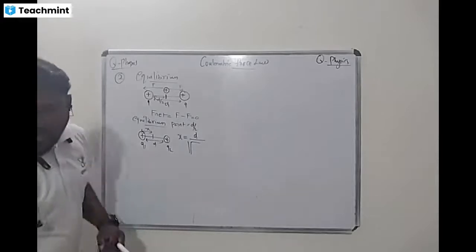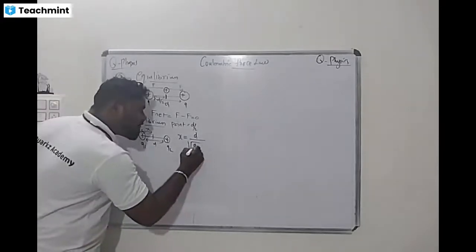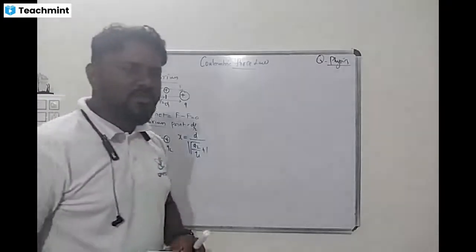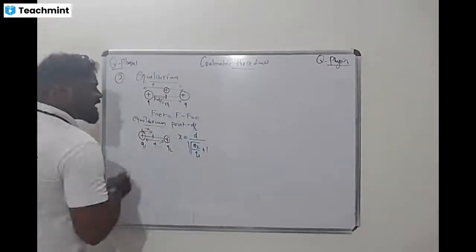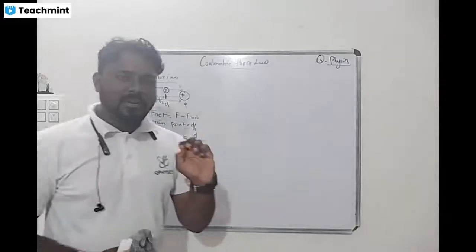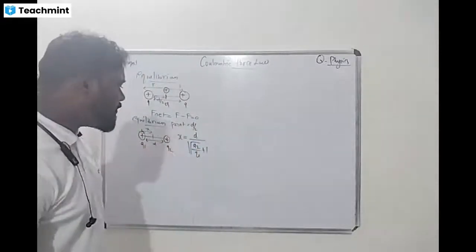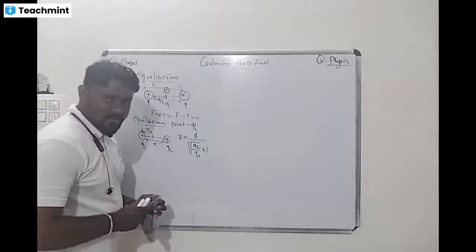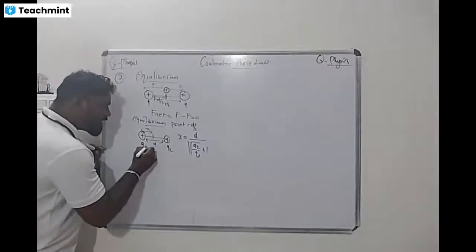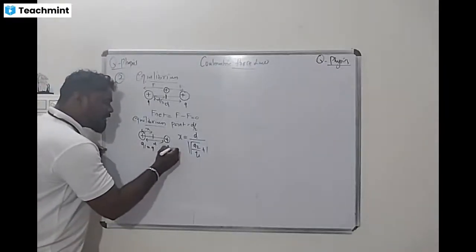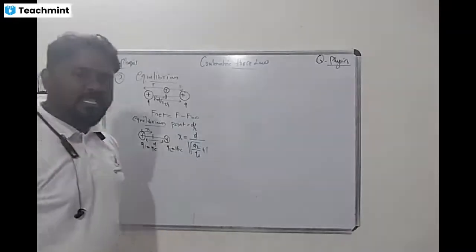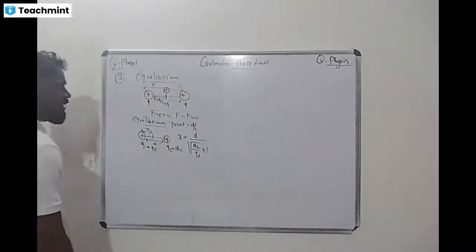So what is the value? Q2 divided by Q1, plus 1. What is the formula for any charge distribution? What is the equilibrium point? X is equal to d divided by root under Q2 divided by Q1, plus 1. That plus 1 is very important. So if Q1 is 9 coulomb and Q2 is 16 coulomb, can you calculate and tell me where exactly the equilibrium point is?